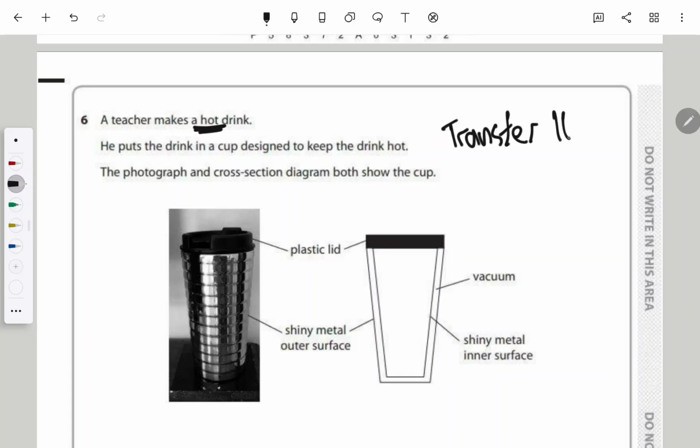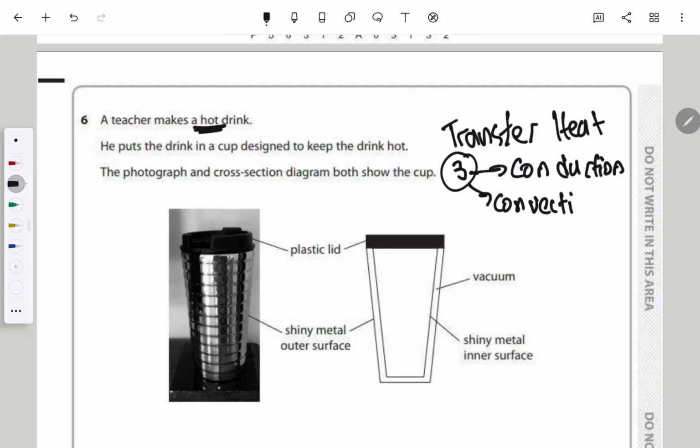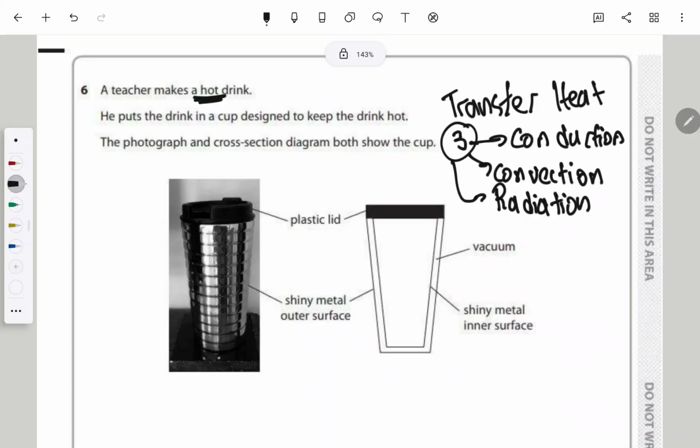Okay? We studied, if you remember with me in class, 3 ways that you can transfer heat. Way number 1, we called it conduction. Okay. Way number 2, we called it convection. Way number 3, we called it radiation. 3 ways in which that heat transfers, all right? And you're trying to say, why is this design of the cup very good at countering these?